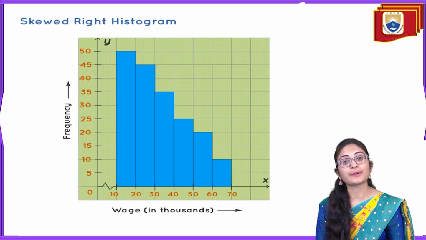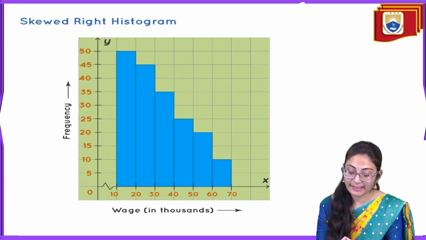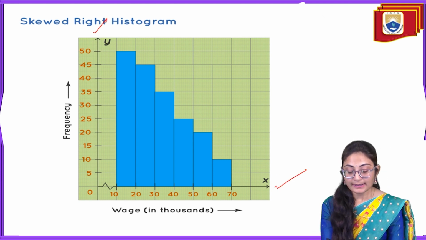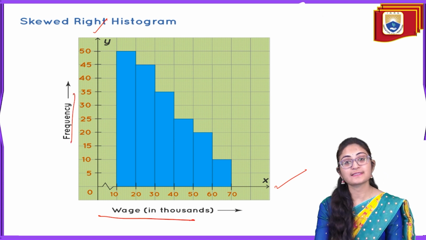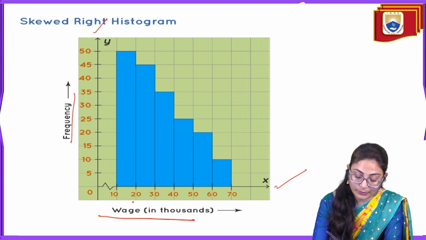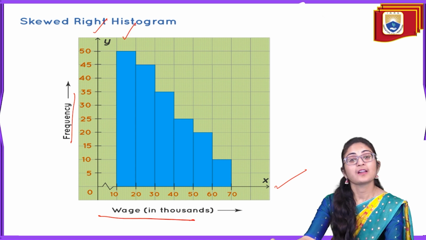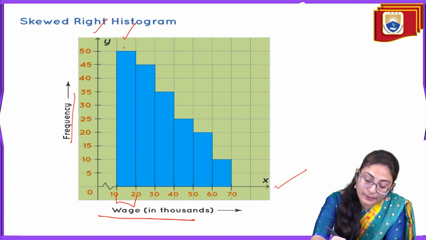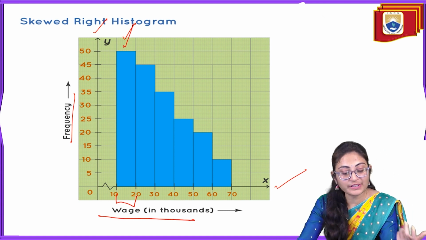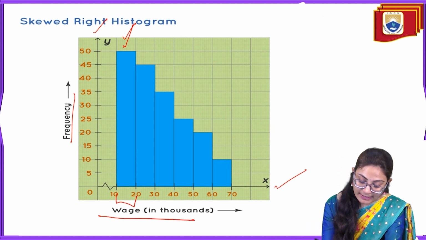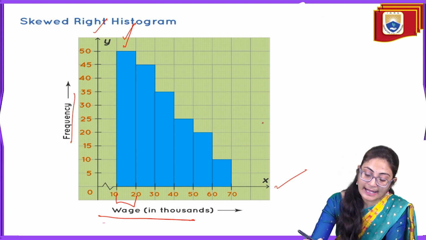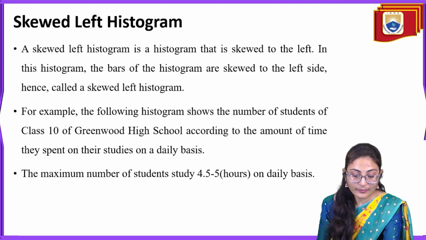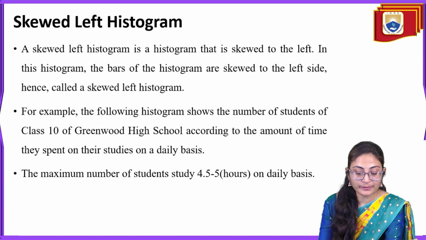Now, this skewed right histogram again has two axes, an x-axis and a y-axis. These are wages and these are the frequency. So there is only one peak point, and between 10 to 20 there is so much frequency, that is 50. Then this is your skewed right histogram. Now, the skewed left histogram.